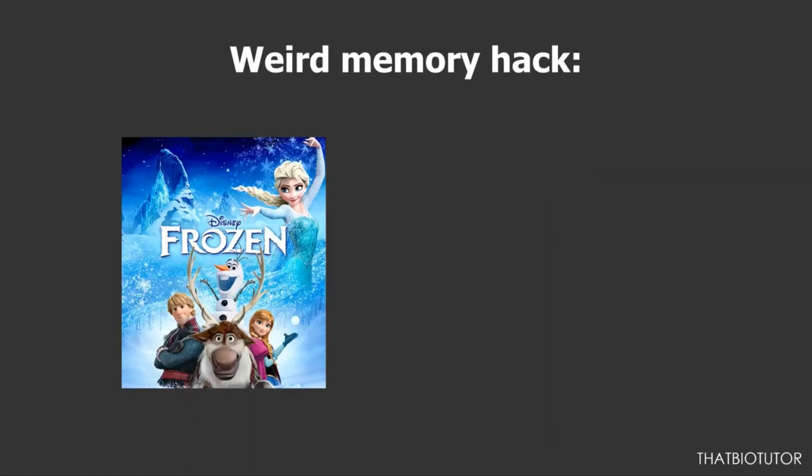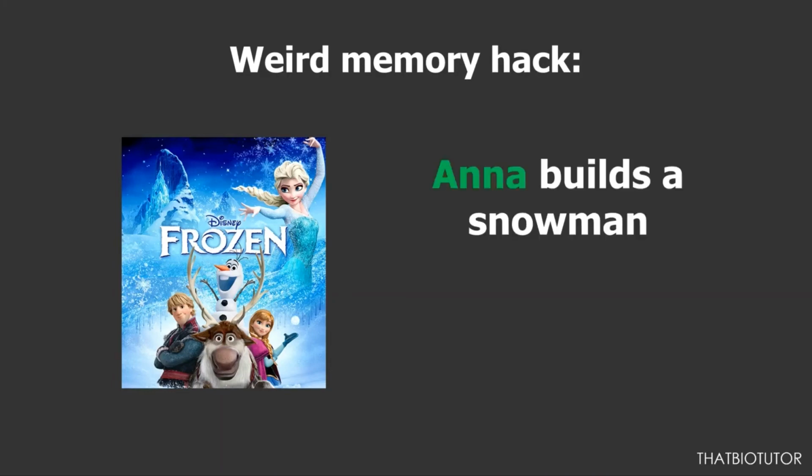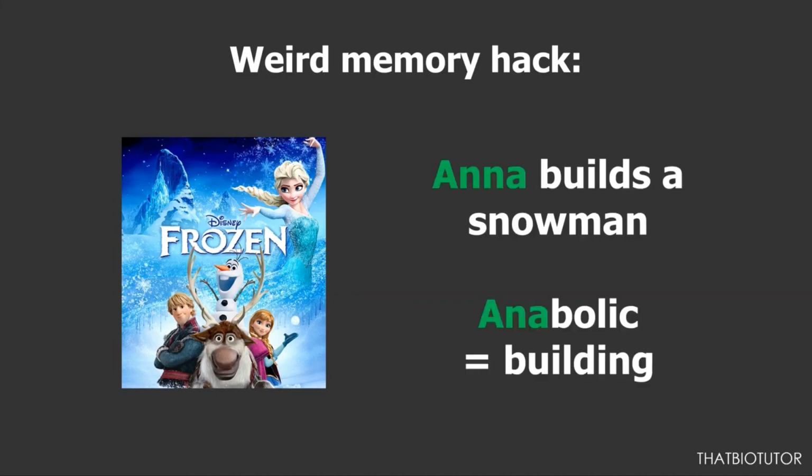Okay, I'm assuming everyone has watched the Disney movie Frozen, right? And in this movie, the Ice Queen's sister is called Anna. So she always wants to build a snowman, correct? So we can remember that Anna equals building and anabolic equals to smaller molecules joining to form larger molecules. Okay, and then catabolic reactions will be the opposite.